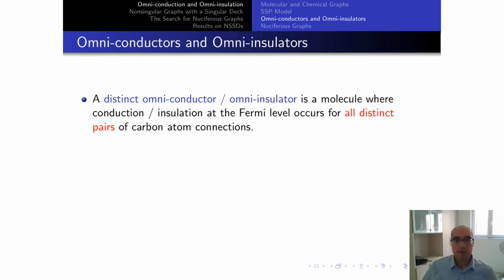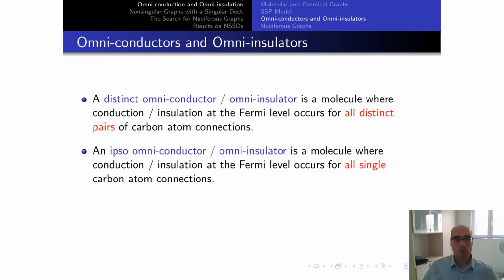In the case of a distinct omniconductor, we have a molecule where conduction at the Fermi level occurs for all distinct pairs of carbon atom connections. In the case of an omni-insulator, you have exactly the reverse. Insulation at the Fermi level occurs for all distinct pairs. This happens when you have a distinct omniconductor or a distinct omni-insulator.